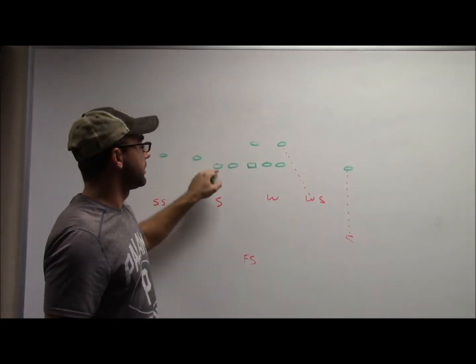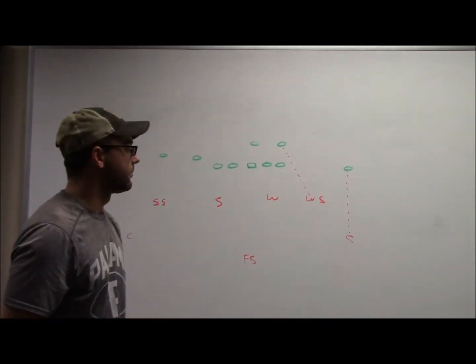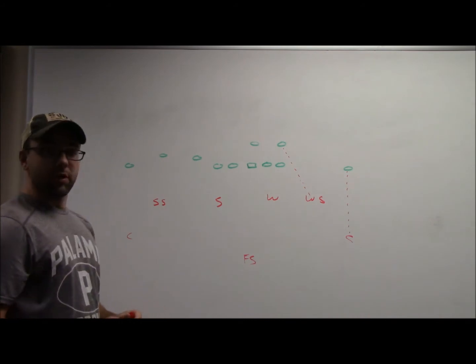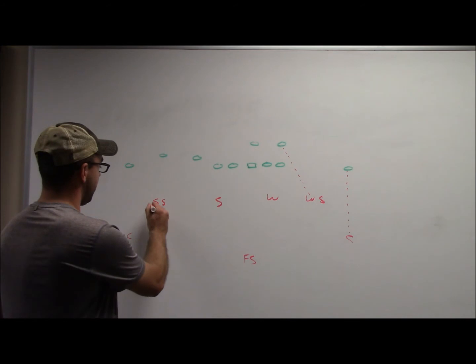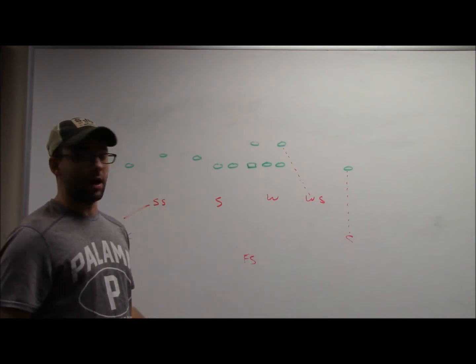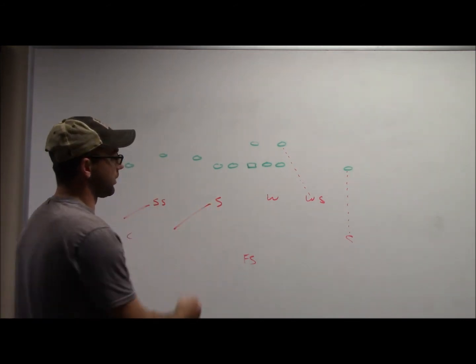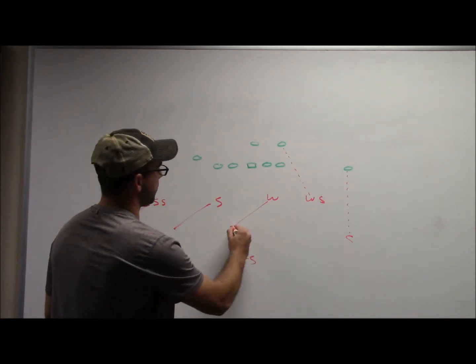If he releases strong side, he's looking for a crosser coming back the other way. To the trip side, we're going to have our strong safety. He's not dropping curl flat, he's dropping flat right now. Sam is dropping to the curl, and the Will is going to push to the strong hook area.